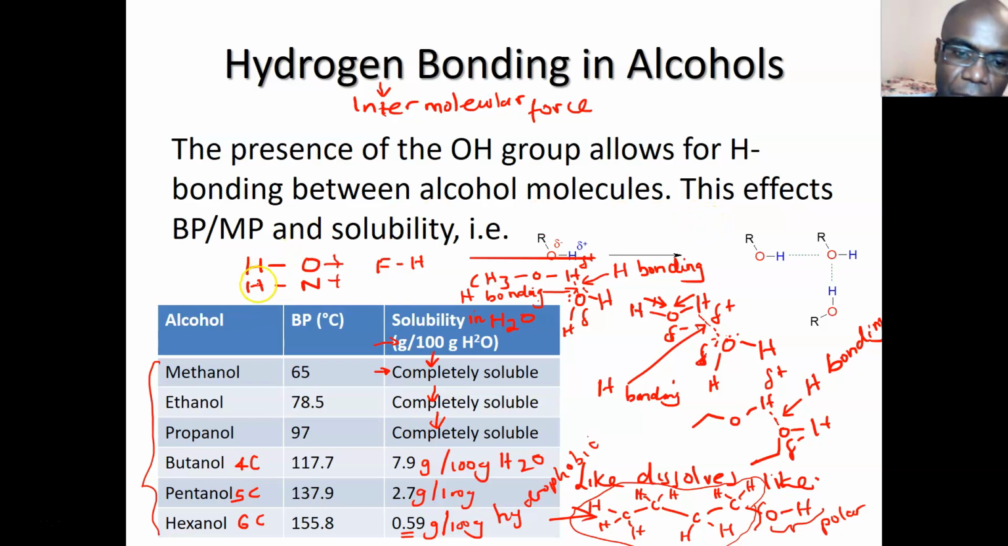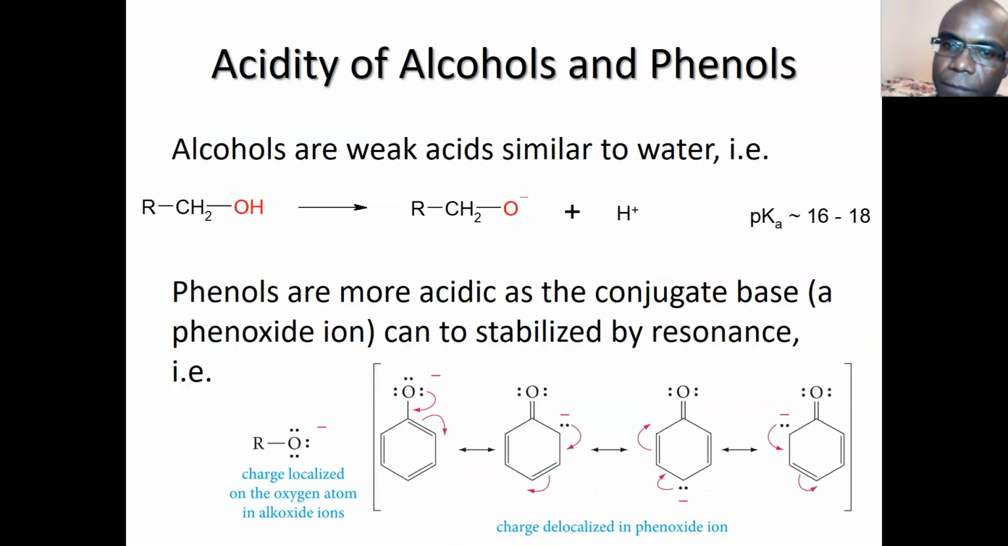So methanol, ethanol, propanol infinitely dissolve. But with more than 3 carbons, solubility decreases because you are increasing the number of covalent bonds, which are stronger than hydrogen bonds. Covalent bonds are always stronger than hydrogen bonds. Okay.